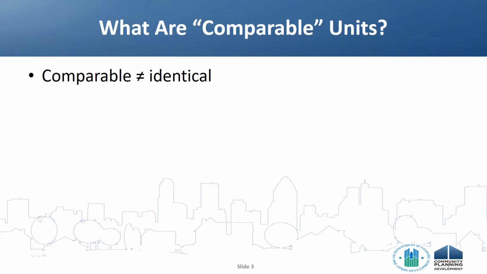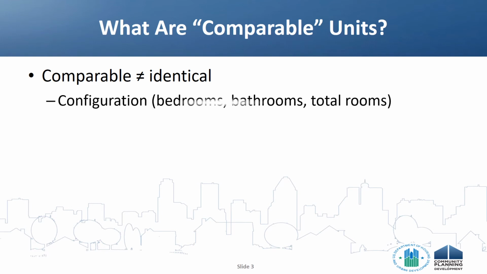What do we mean when we talk about units being comparable? We don't mean that units have to be identical to one another, but the idea is that comparable units are sufficiently similar as to be considered interchangeable. CPD Notice 16-15 identifies 4 issues that PJs should consider when evaluating comparability. First is the general configuration of the units. Here we're talking about the number of bedrooms, bathrooms, and total rooms.